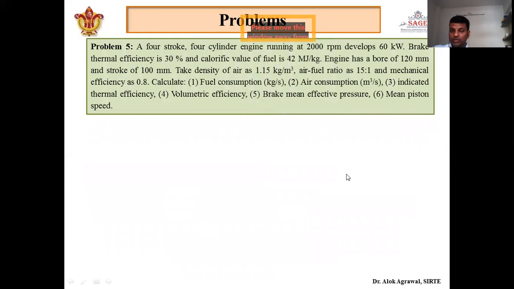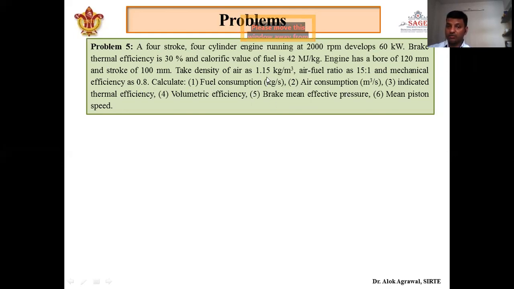Now let's move to another problem, where a 4-stroke 4-cylinder engine runs at 2000 RPM, so N is given, and develops 60 kilowatt brake power. Brake thermal efficiency is 30%. Calorific value of fuel is 42 megajoule, so 42000 kilojoule per kg. The engine has a bore of 120 mm, meaning diameter is 120 mm, and stroke length L is 100 mm. Here the density of air has to be taken as 1.15 kg per meter cube and the air fuel ratio is given as 15:1. Mechanical efficiency is given as 0.8, that means 80%.